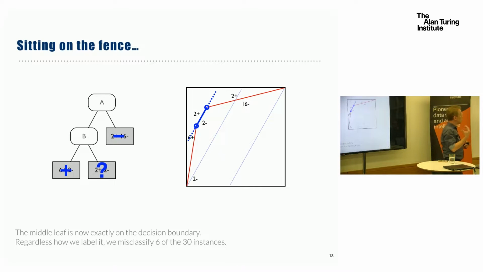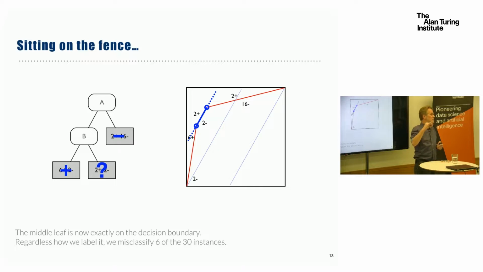So I want you to have the intuition that predicted probability 1/2 under uniform class distribution means being on the decision boundary. Now, machine learners are afraid of the decision boundary. They want to be away from the decision boundary.